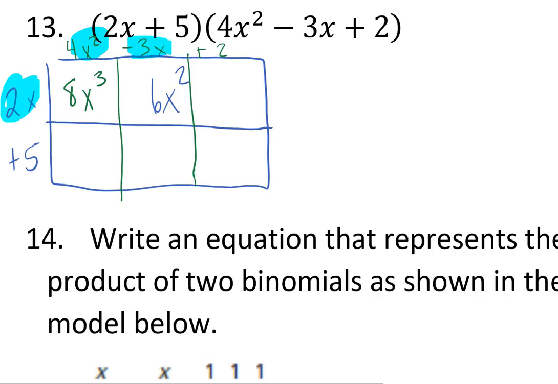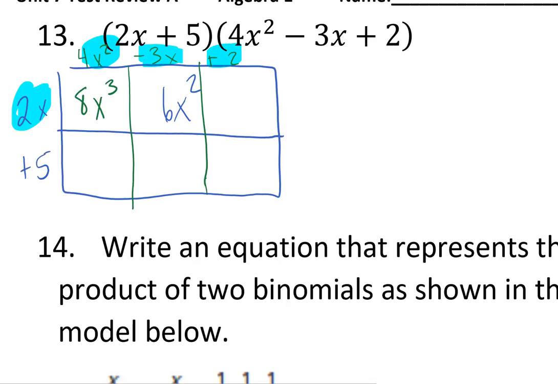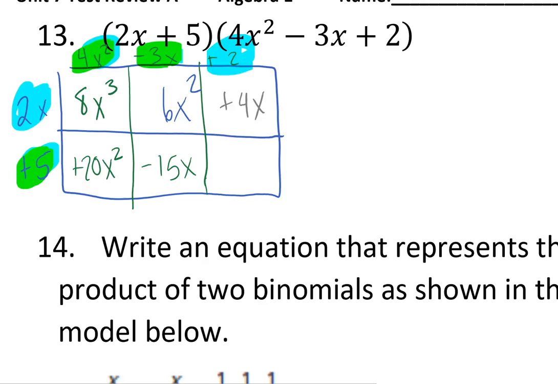Then we're going to take 2x times 2. We're going to get plus 4x. Finally, we're going to go to the second row, which is plus 5 times 4x squared. And you're going to get plus 20x squared. Then we're going to do the plus 5 again times a minus 3. And you get negative 15x. And then we're going to cap it off with plus 5 times 2, which is just 10.